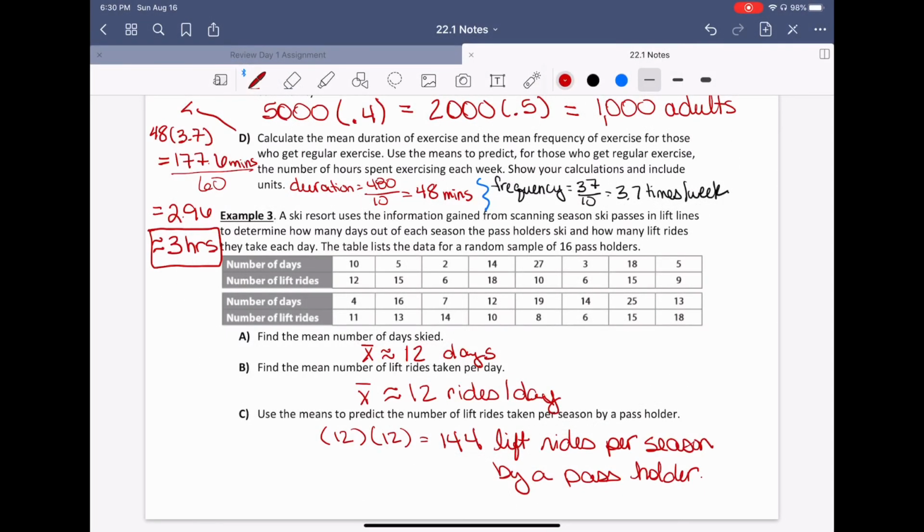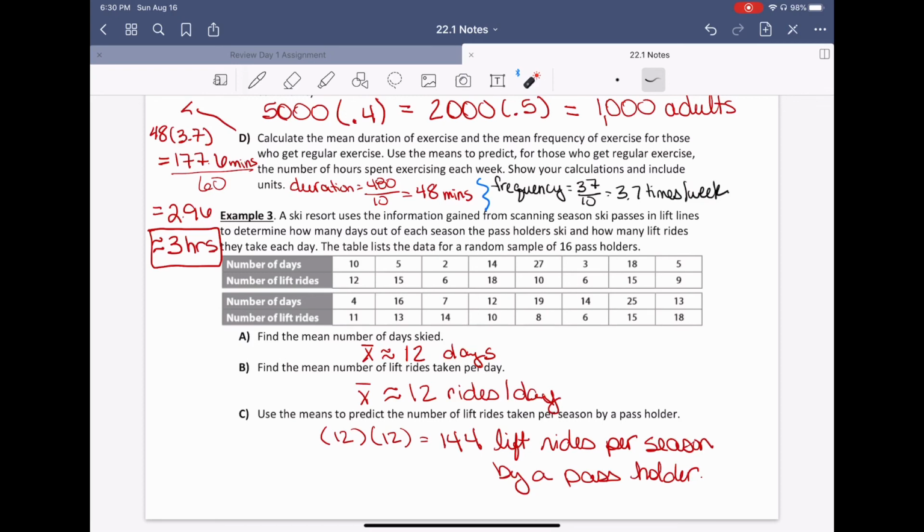All right, if you did the work correctly, for A, it said find the mean of the days skied. So that means we would look at the number of days, and it is split up into 2 columns here. Okay, so we would look at this first row and the second row, add them all together, divide by 16, and you would get a total of 12.125. Of course, rounded down, that means we are looking at a mean of 12 days.